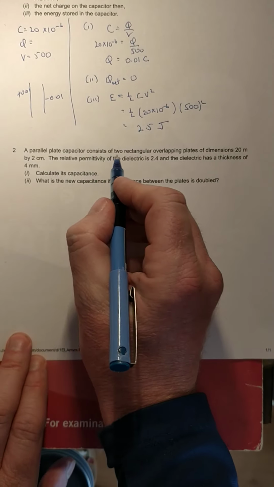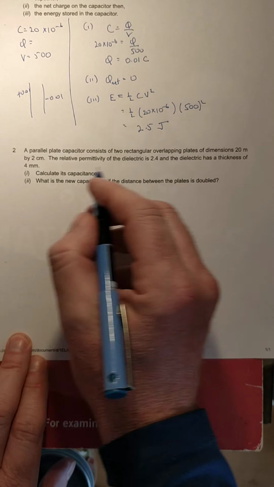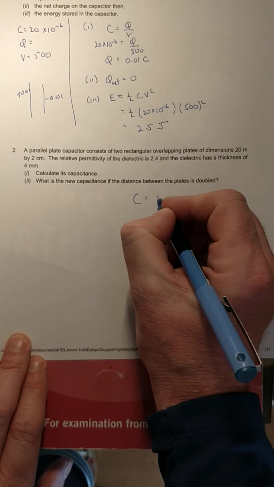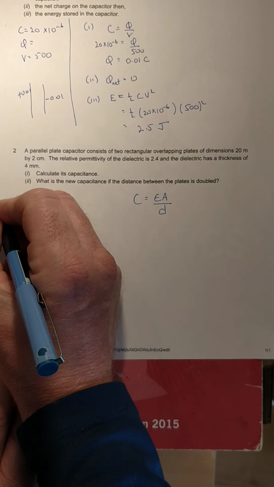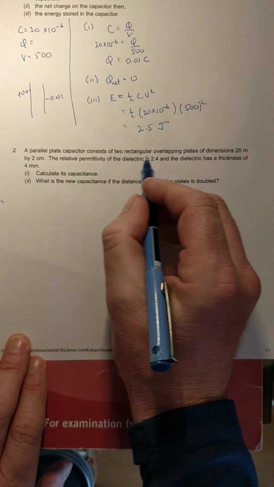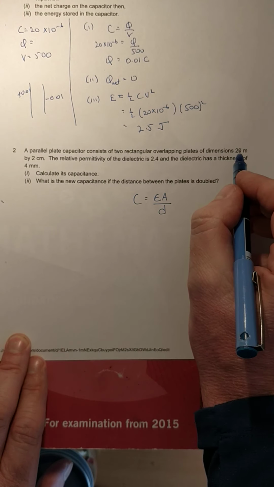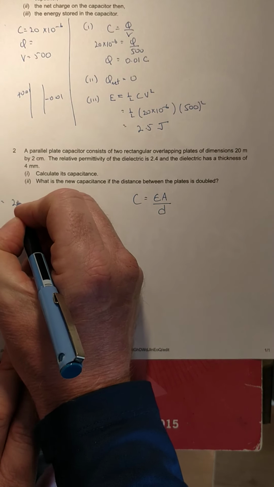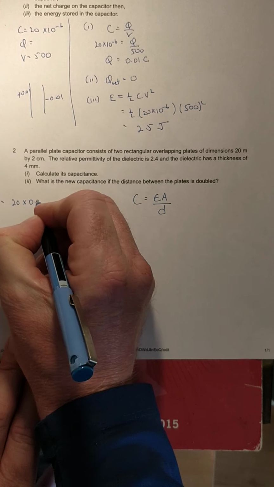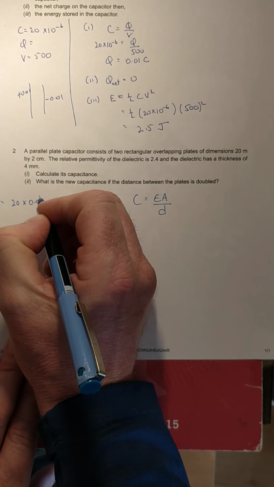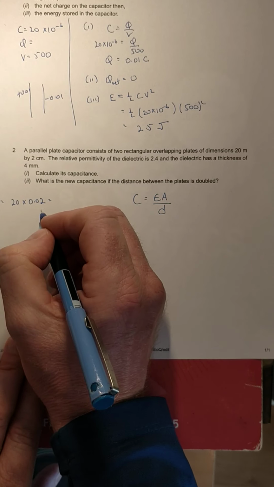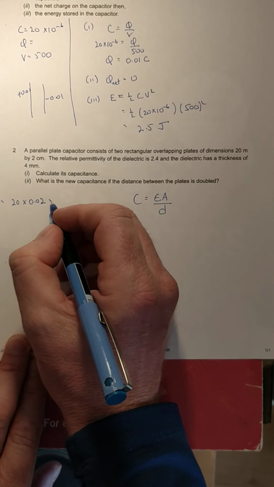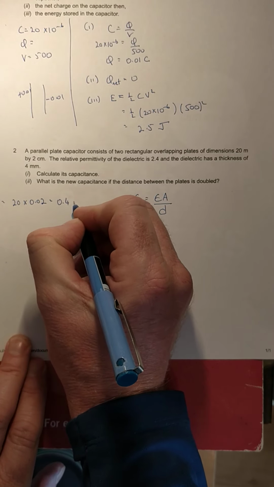Parallel plate capacitor consists of 2 rectangular overlapping plates of dimensions. Okay, so this is a parallel plate capacitor. So always, if you're doing that, remember step 1. This is what you're interested in. So we're interested in the area, common area of the plates. And we're told they overlap and they have dimensions of 20 meters by 0.02 centimeters. So we might as well work that out over here. We've changed 2 centimeters to 0.02 meters, and we get a value there of 0.4 meters squared.